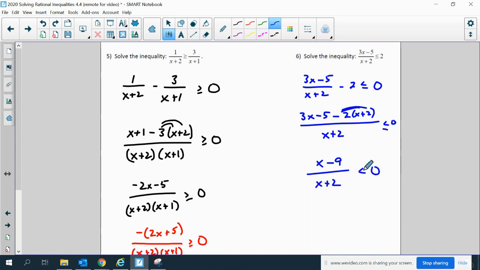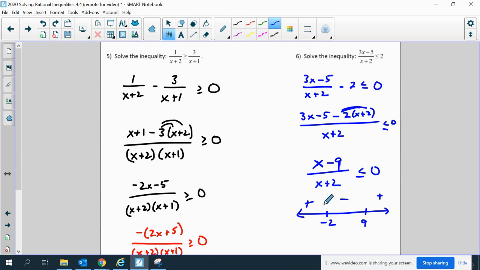These should be less than or equals. So then I have negative 2 and 9 as my critical points. So if I substitute in something that's to the left of -2, I would have a negative divided by a negative, which is a positive. If I sub in something between -2 and 9, like 0, I would get a negative number. And then substitute in something to the right of 9, I would get a positive number.